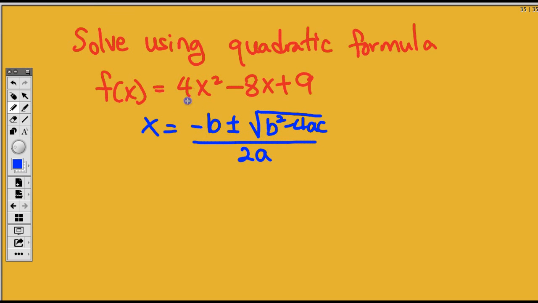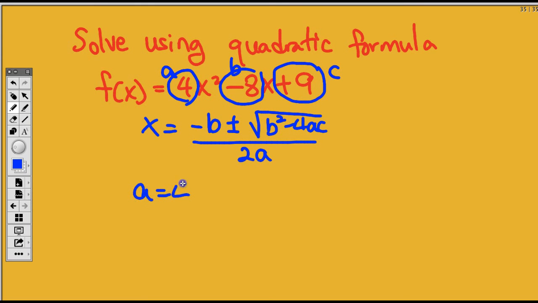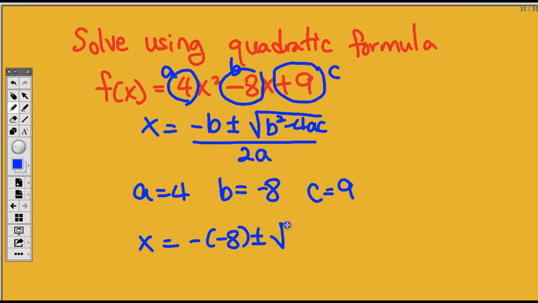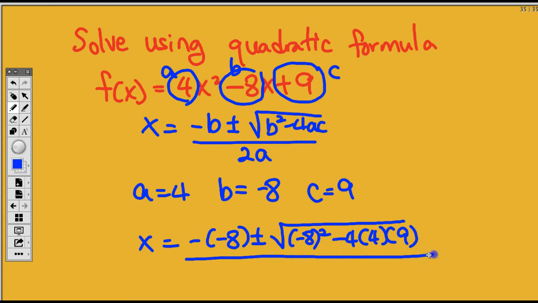Then we've got to identify our a, our b, and our c. Right? And I told you I have to write this down. I have a big problem where if I don't write things down, I can't remember it. So now I plug it in: x equals negative b, and b happens to be negative 8, plus or minus the square root of b squared, so that's negative 8 in parentheses, minus 4 times a times c, and that's all over 2 times a.